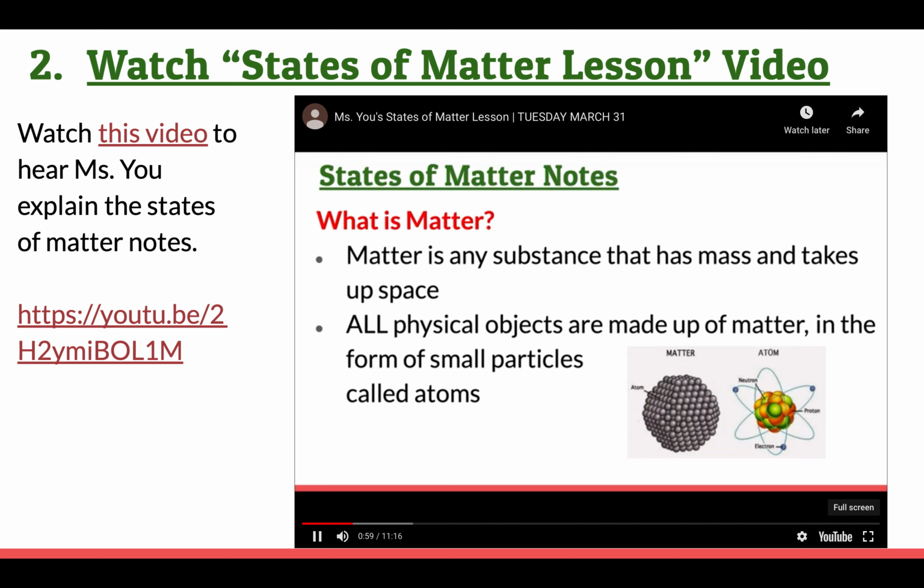And all physical objects like what I named are made up of matter in the form of small particles called atoms. So like your notebook, your pencil, your pen, your phone, your computer, all of those things are made up of matter, or we might know them better as small particles like we've learned.